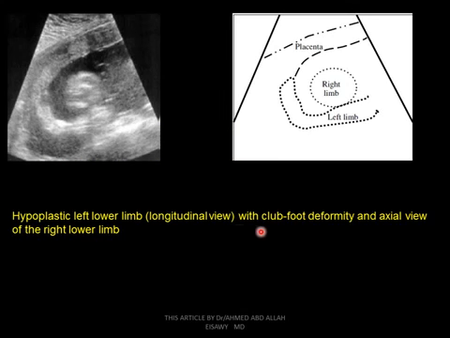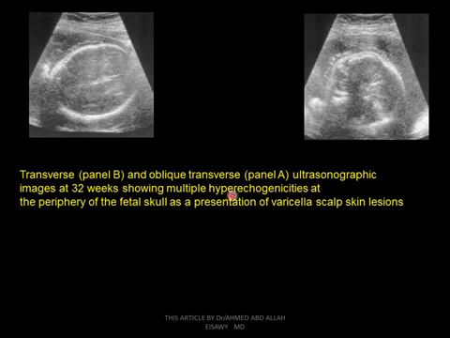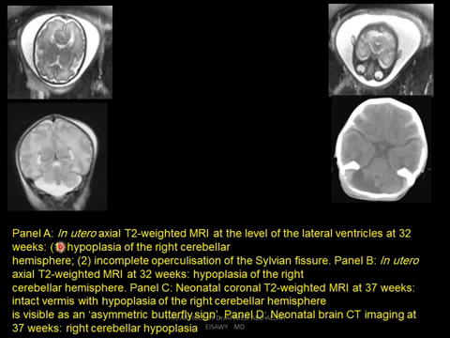Hypoplastic left lower limb and club foot deformity, as we see in this right lower limb and left lower limb, hypoplastic left lower limb. These ultrasonographic images at 32 weeks show multiple hyperechogenicities at the periphery of the fetal skull, the presentation of varicella scalp lesions. Panel A, MRI T2-weighted, shows the level of the lateral ventricle at 32 weeks with hypoplasia of the right cerebellar hemisphere, as we see. Incomplete operculization of the Sylvian fissures, as in this image.